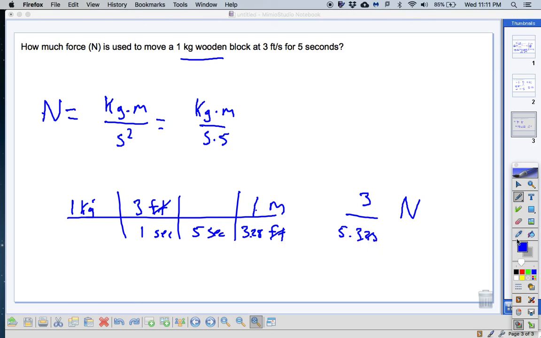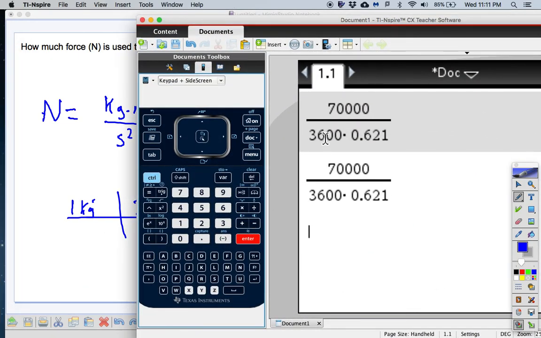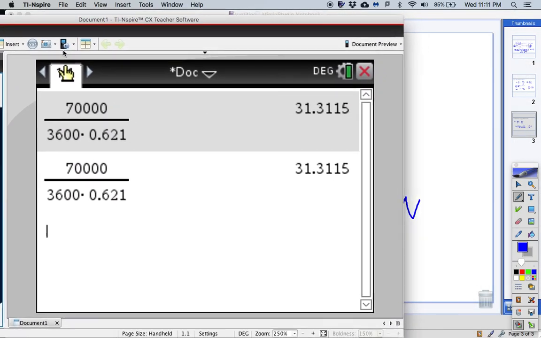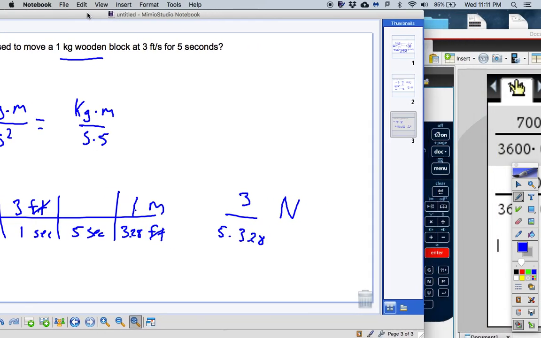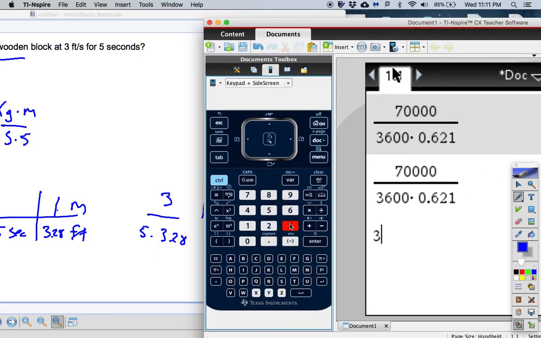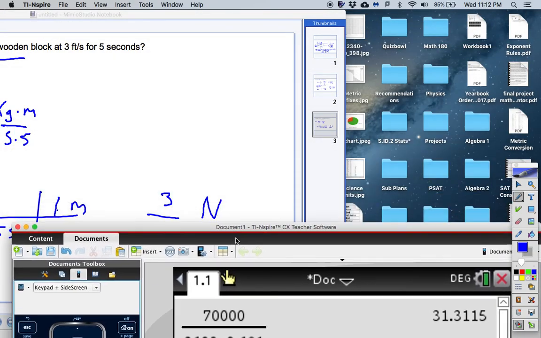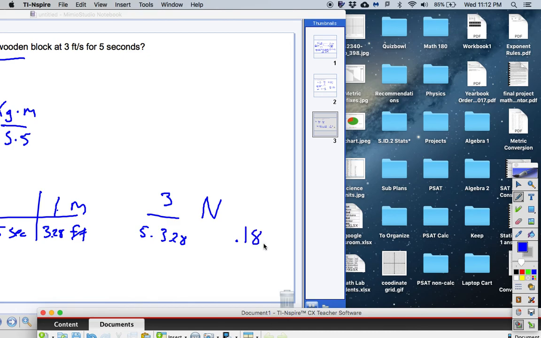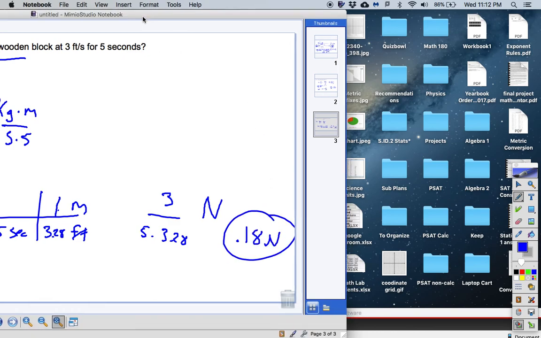I do not know what happened right there, so let's fix that real quick. 3.28, and now we're going to get the calculator out and multiply that again. We're going to do 3 divided by parentheses 5 times 3.28, close the parentheses, hit enter, and make sure it looks right. It does look right. So our answer is 0.18. So 0.18 newtons.